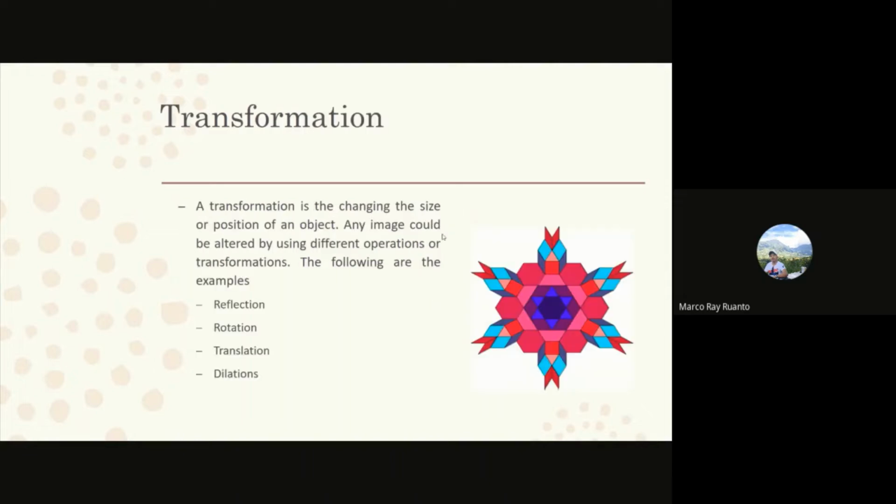Next is transformation. When we talk about transformation, it's the changing of the size or position of the object. Any image could be altered using different operations or transformations, and they are the following: reflection, rotation, translation, and dilation.